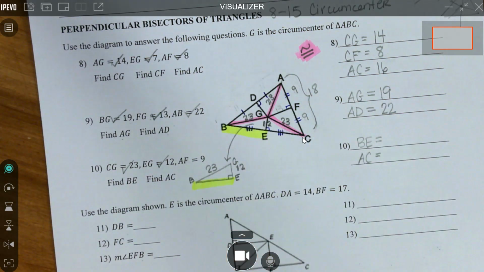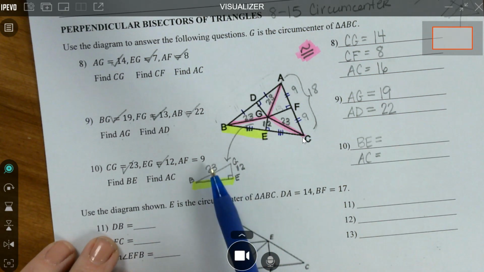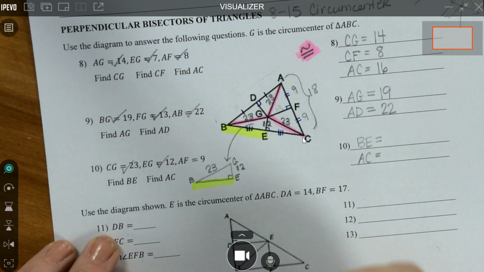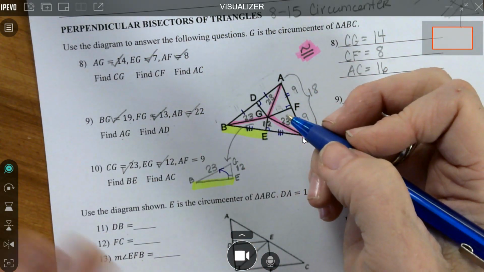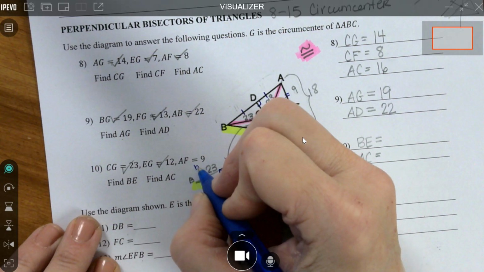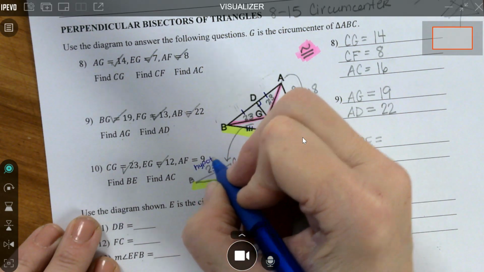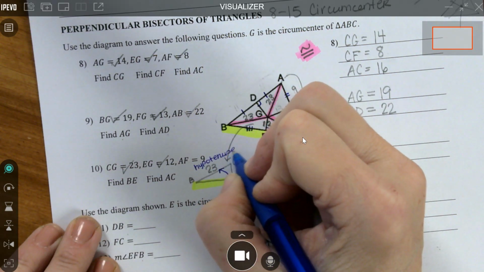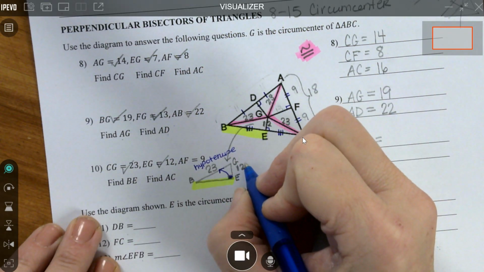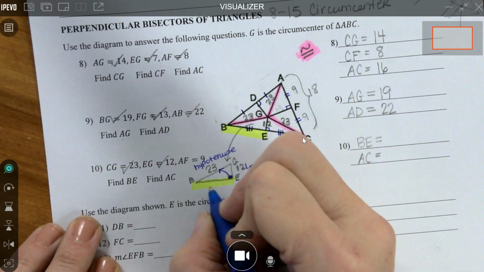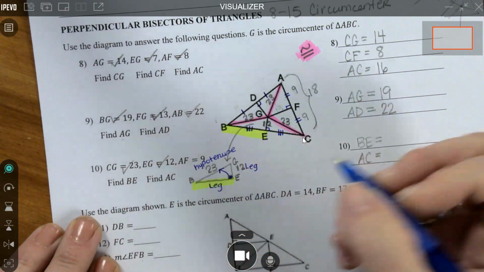Okay, so when you have two sides of a triangle and you're looking for a third, we're going to use Pythagorean theorem. Across from the right angle, this never changes. Guys, this is my hypotenuse. Okay? Across from the right angle. That means that this is a leg and this is a leg.